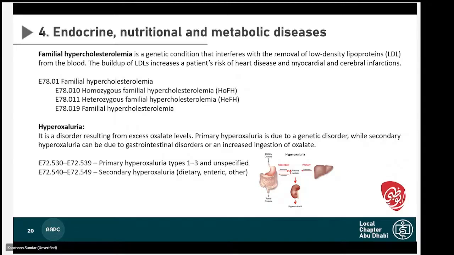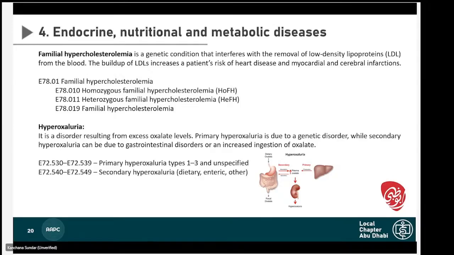And we go to endocrine, nutritional, and metabolic diseases. We have a few important guidelines and codes being added to this category, which need your attention as well. In that, the first one is familial hypercholesterolemia. Again, it's a genetic condition that interferes with the removal of LDL, low density lipoproteins, from the blood. So the importance of this familial hypercholesterolemia is it causes a risk for heart diseases and myocardial and cerebral infarctions.